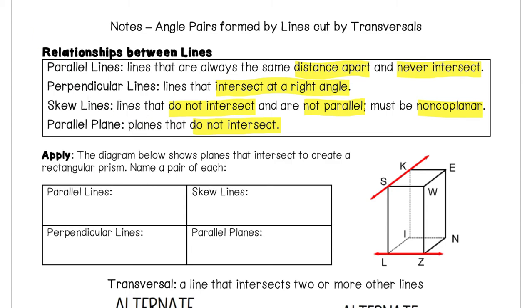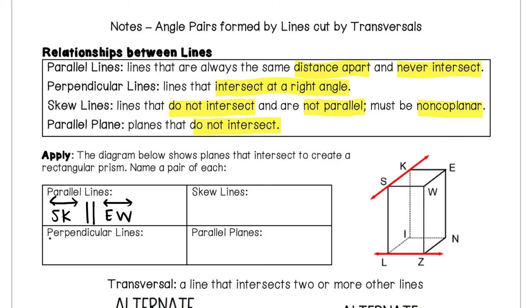So for this diagram, there are a lot of different options for our answers here. We just need to identify two parallel lines. So I'm going to say line SK, and to show that it's parallel, we're going to put this symbol, and we'll say that line SK is parallel to line EW.